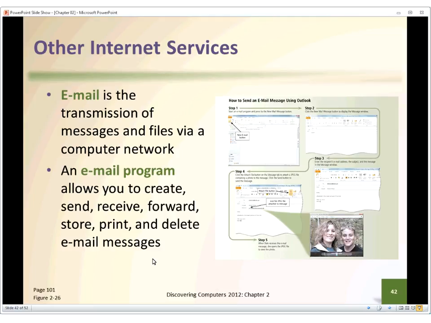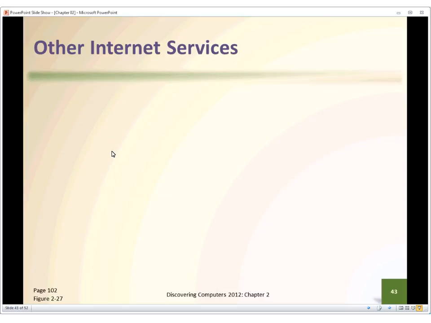Because email requires an email program, usually on a computer. It doesn't always run that great on a small device, but they do have applications to run on smartphones too. An email program allows you to create, send, receive, forward, store, print, and delete those email messages as well. And remember, even though you think you've deleted them, they're still there. So you need to always be aware of that and careful.